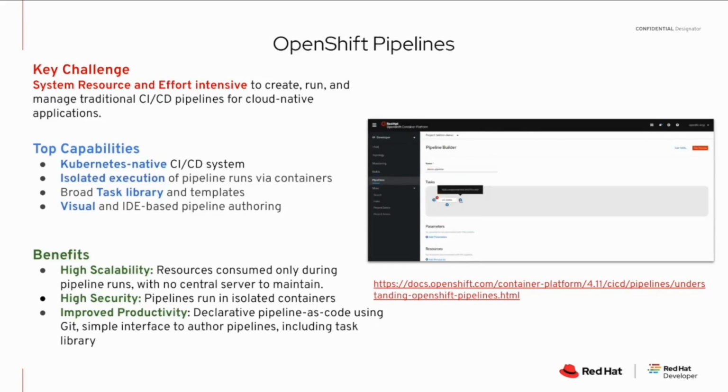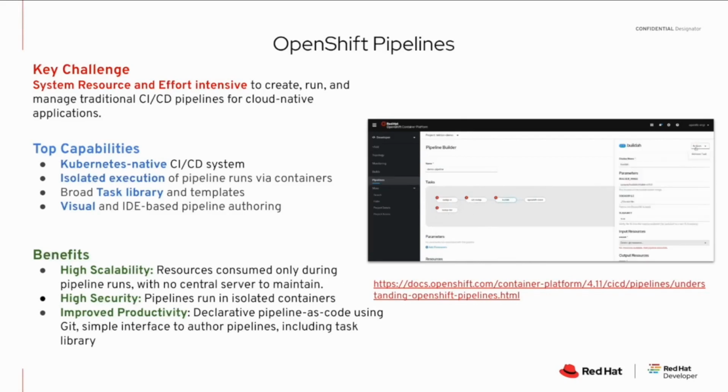So this gives you amazing scalability. The resource consumption only happens when the pipeline runs. There's no central server to run or maintain. When pipelines run, they use resources. When they're not running, it's nothing. It gives you real security because it's running isolated. The runs are isolated from each other, so that gives you high security, and you don't have to worry about things bleeding from one to the other.